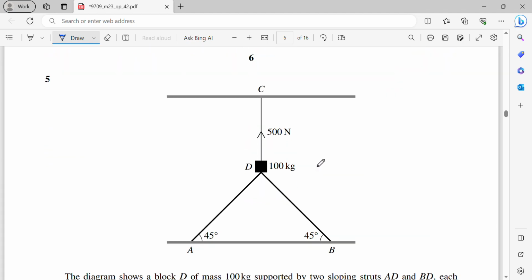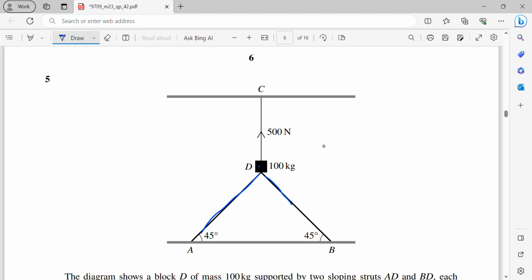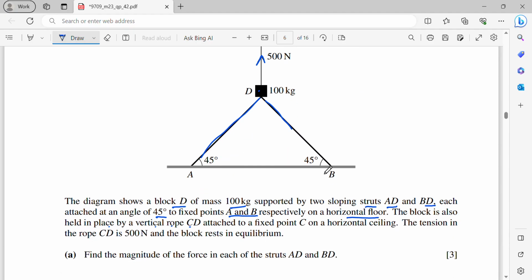Okay, so now for question number 5, you are given the diagram here. A diagram shows the block D, of mass 100 kilograms, supported by 2 sloping struts, AD and BD. Each is attached at an angle of 45 degrees to fixed points A and B respectively on the horizontal floor. The block is also held in place with a vertical rope CD, with a tension of 500 newtons.